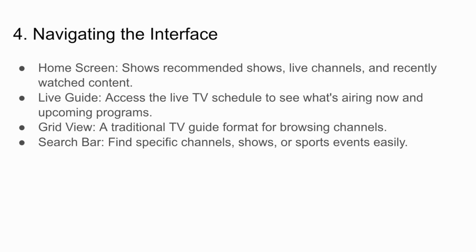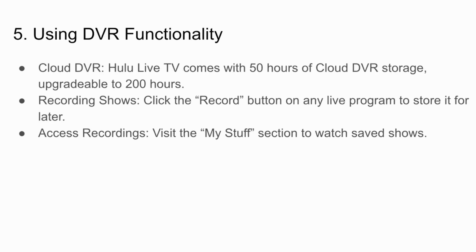Step number 4. Navigating the interface. In the Hulu Live TV interface, you will have a home screen which shows recommended shows, live channels, and recently watched content. You also have Live Guide, which gives you access to the live TV schedule to see what's airing now and upcoming programs. You're also able to put on a grid view, which gives you a traditional TV guide format for browsing channels. The interface also has a search bar, which you can use to find specific channels, shows, or sports events.